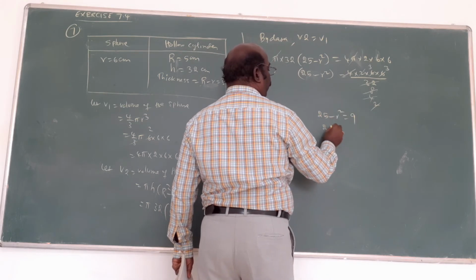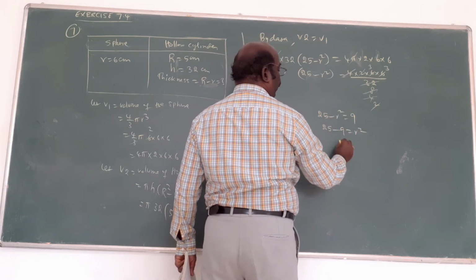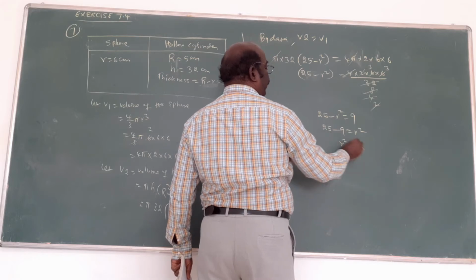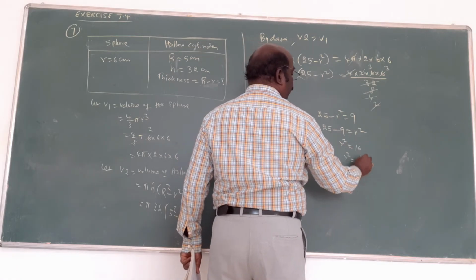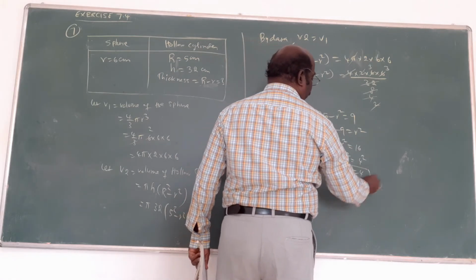Am I right? 25 minus 9 equals r square. r square equals 16, which is 4 square. So r equals 4. Am I right?